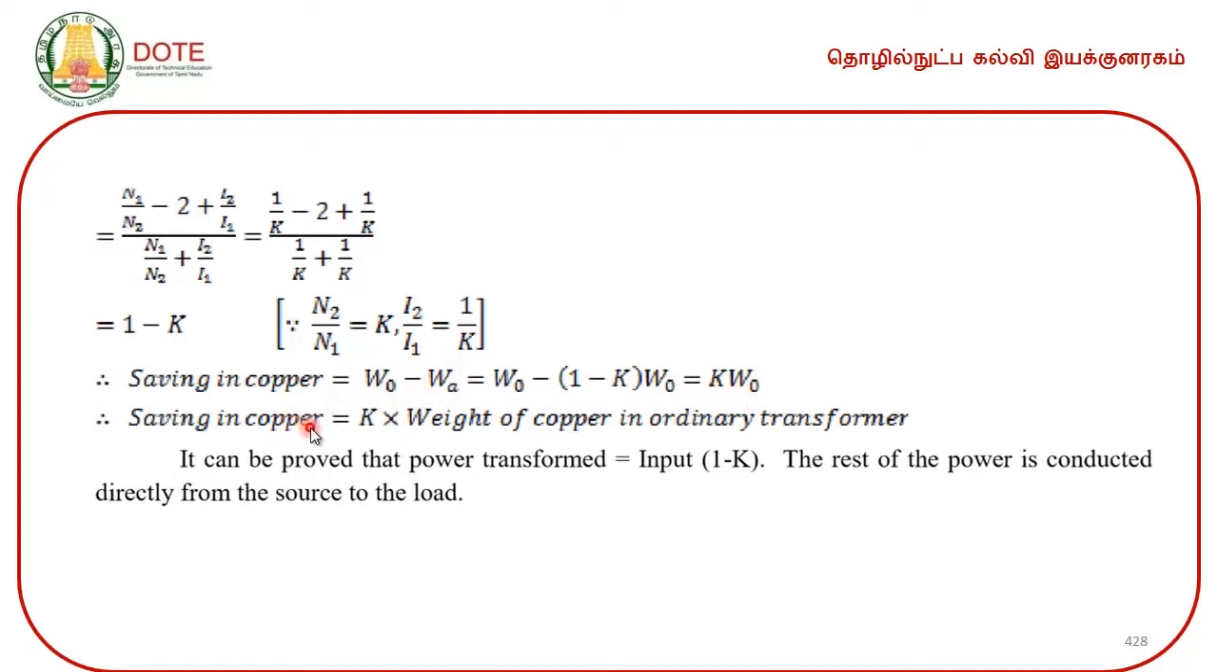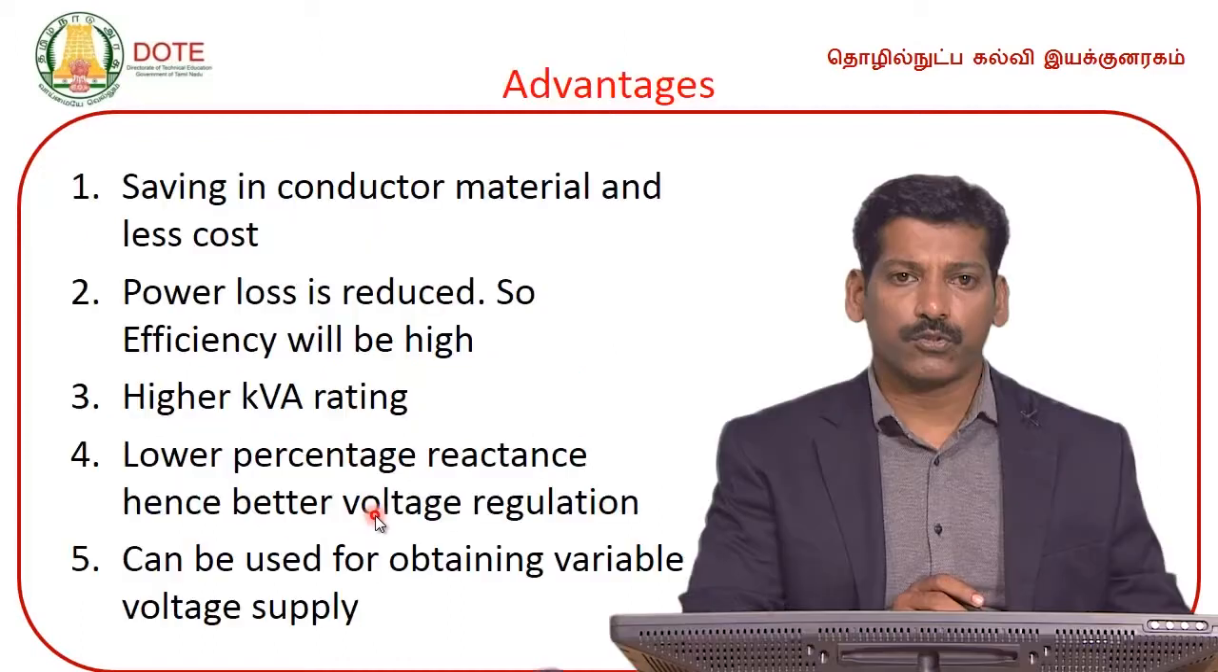So, the saving in copper can be expressed as the voltage transformation ratio into the weight of copper in the ordinary transformer. It can be proved that the power transformed is equal to input into 1 minus k. The rest of the power is conducted directly from the source to the load.